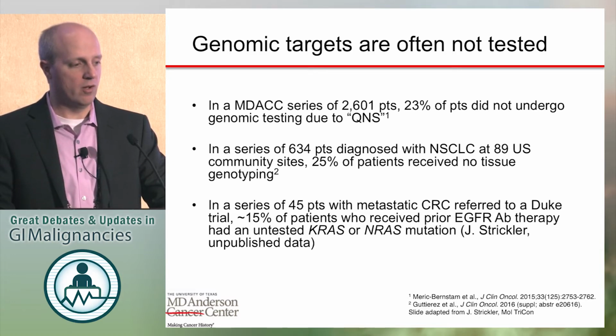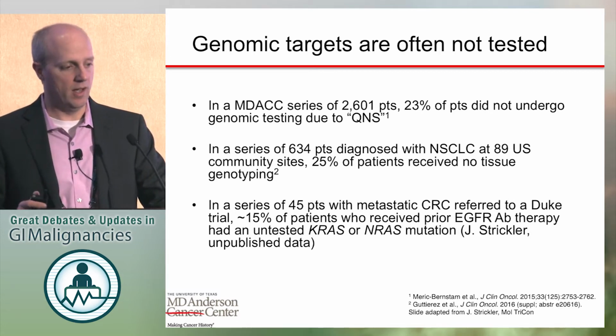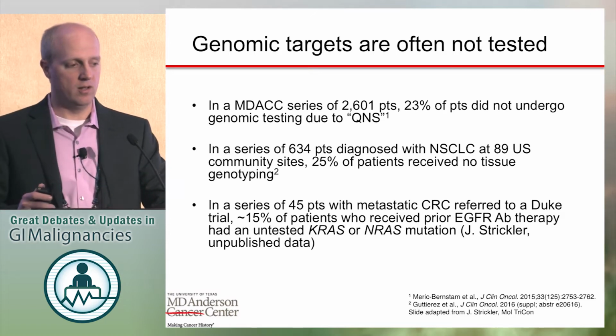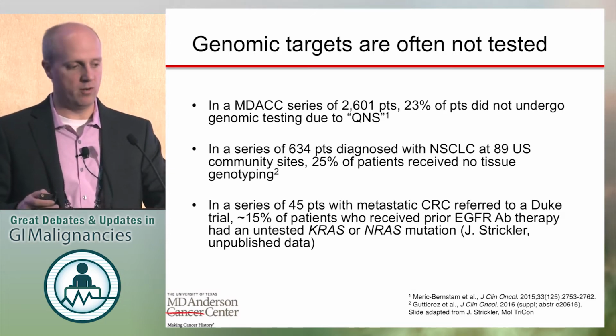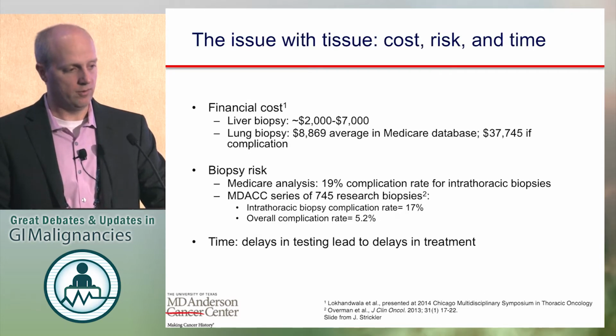There was a survey of community sites in the US in non-small cell lung cancer, and a quarter of patients received no tissue genotyping, so a quarter of patients with lung cancer. And then this is a series from Duke. They had 15% in this small series who had received prior EGFR therapy, but did not undergo testing for RAS.